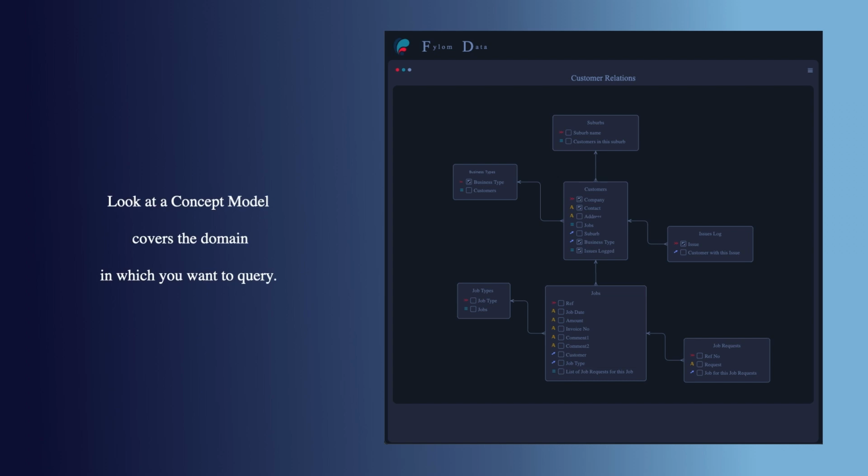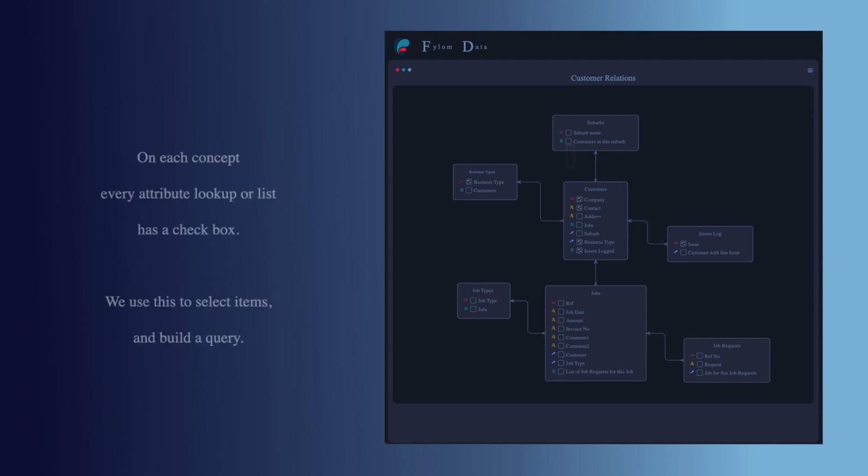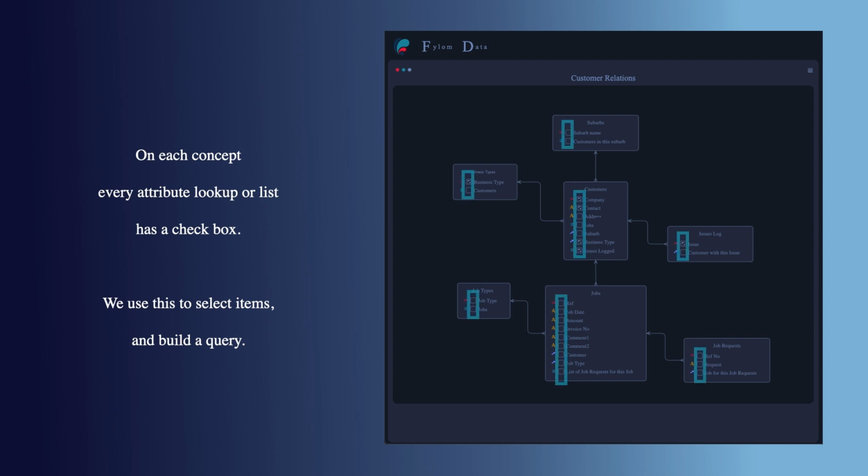Look at a concept model that covers the domain in which you want to query. On each concept, every attribute, lookup, or list has a checkbox. We use this to select items and build a query.